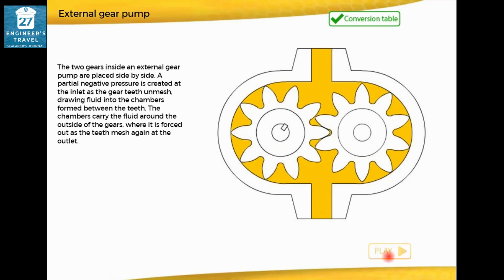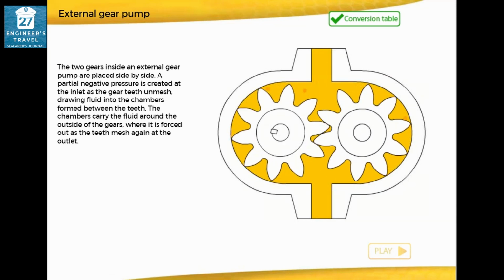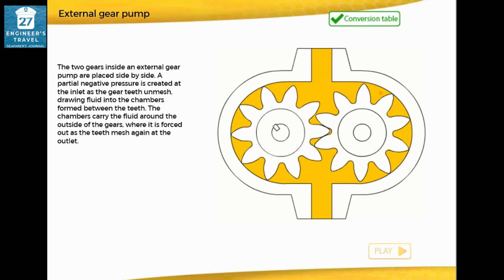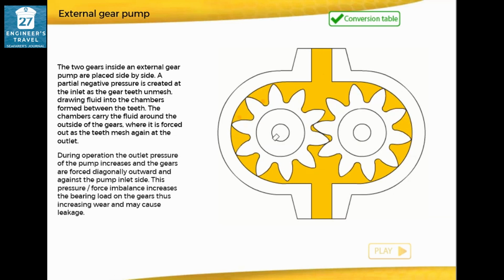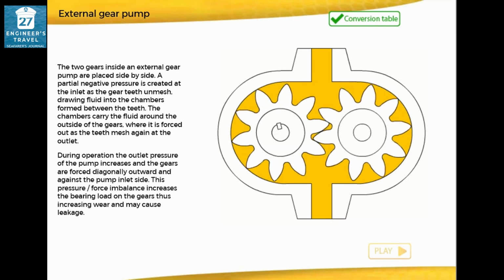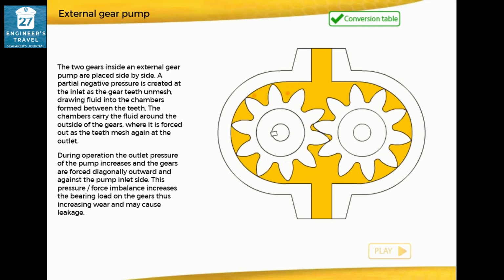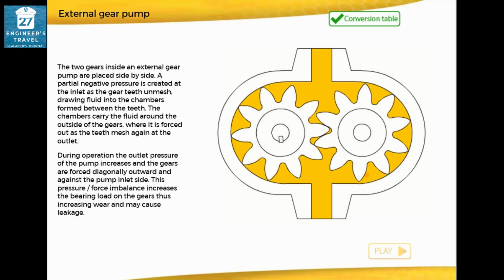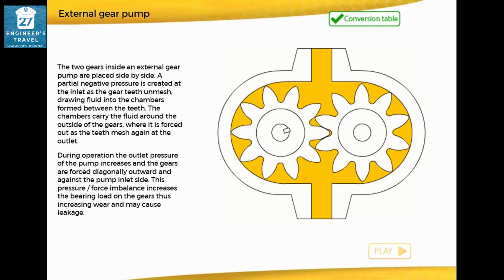A partial negative pressure is created at the inlet as the gear teeth unmesh, drawing fluid into the chambers formed between the teeth. The chambers carry the fluid around the outside of the gears, where it is forced out as the teeth mesh again at the outlet. During operation, the outlet pressure of the pump increases, and the gears are forced diagonally outward and against the pump inlet side. This pressure-force imbalance increases the bearing load on the gears, thus increasing wear, and may cause leakage.